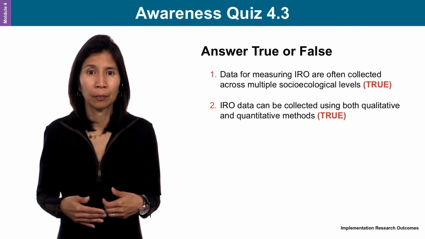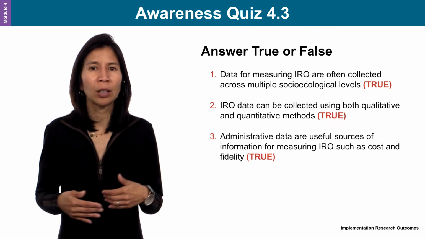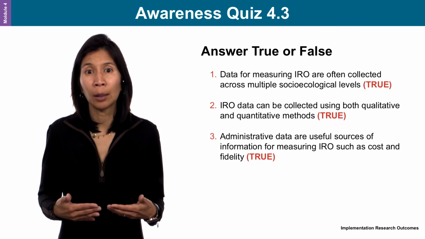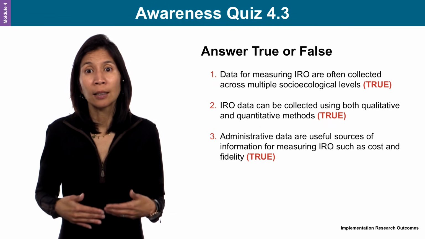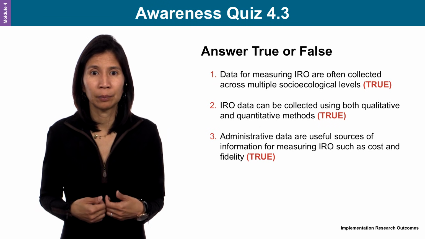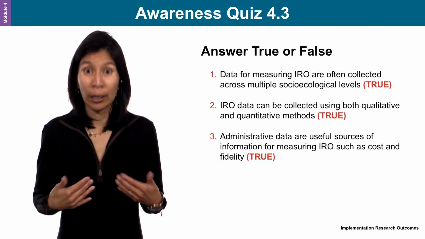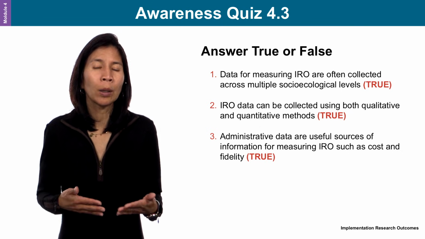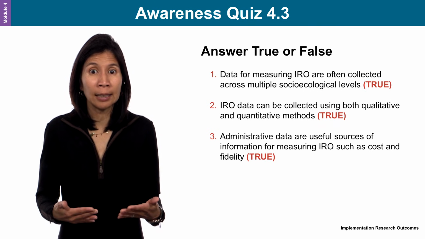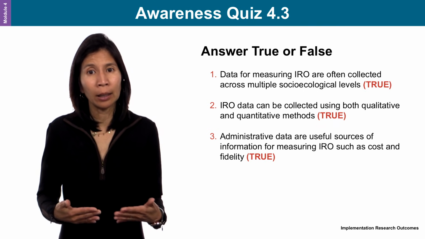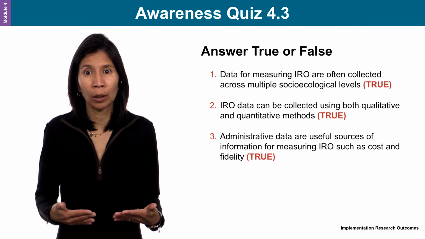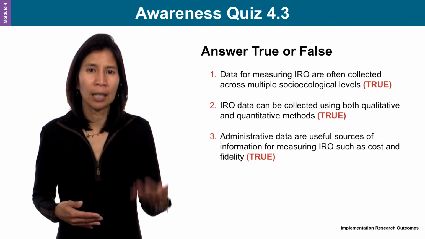Statement 3, administrative data are useful sources of information for measuring implementation research outcomes, such as cost and fidelity. The correct response here is true. To save resources and to avoid duplication, we can use already existing data that are being collected by clinics, programs, and organizations to assess implementation outcomes such as cost and fidelity.